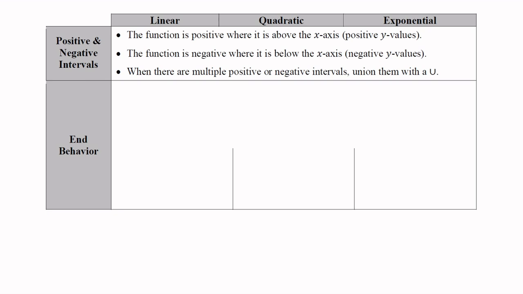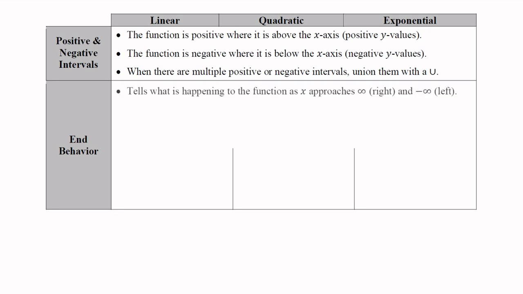Linear, you'll have potentially one positive interval and one negative interval. In fact, that's typically what you're going to have. Exponential functions, you will have one positive and one negative interval if your graph crosses the x-axis. But if it doesn't cross the x-axis, it's either going to be always positive or always negative.